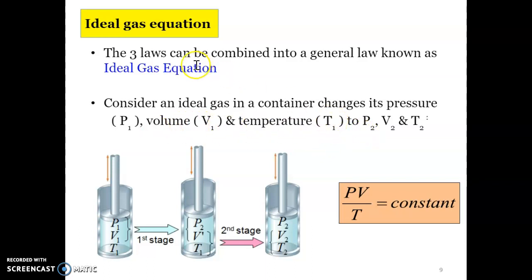So the ideal gas equation is special because all these three quantities P, V, T are changing. Okay, and if you combine these three equations, PV over T is equal to a constant. So you can see here, P1, V1, T1 are changing, and this is the second condition, and this is the third condition.